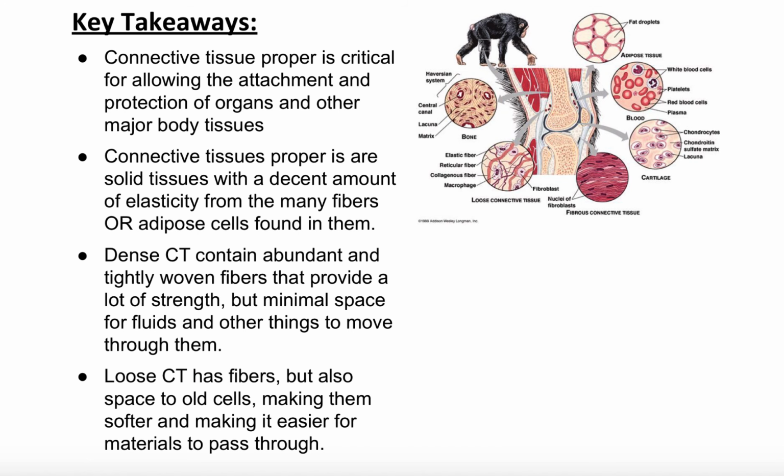Alright, so I'm going to give you some key takeaways. Basically, connective tissue proper is critical for the attachment of organs and protection of your organs. Connective tissue proper tends to be more solid tissues that generally contain a decent amount of fibers, or if they don't have a ton of fibers, they have a decent collection of cells, like adipose cells. Dense connective tissue is really all about the woven, tight, and a lot of fibers, while loose connective tissues are more about having a lot more cells, but it's still solid, and it has enough fibers anchoring things in.